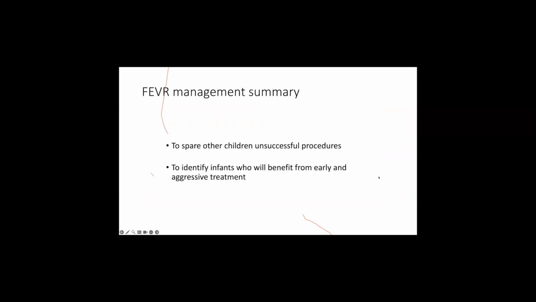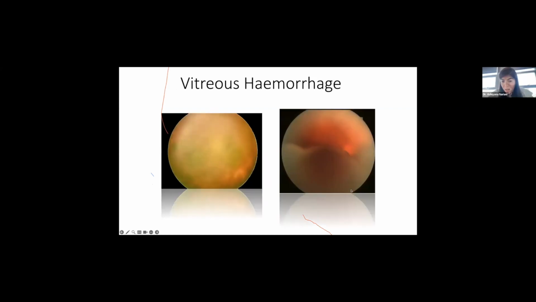So FEVR management is extremely difficult. I think sometimes we have to call it quits early on to spare these children unsuccessful procedures. We need to identify those who benefit from early and aggressive treatments, and we need to offer it quickly. Question in the group: is laser or anti-VEGF better for FEVR? And how do we differentiate it from ROP, especially in preterm babies?